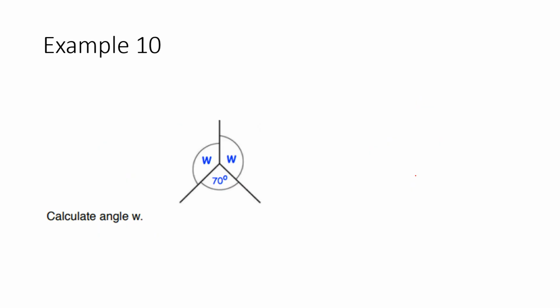Next example, calculate angle W. So you'll notice that angle W in this full turn is represented by 2. That means that these 2 are equal to each other. But we are given one angle of 70. So we know a full turn is equal to 360, and we're going to take away what's given to us. So we're going to take away 70 degrees. So 360 take away 70 gives us a total of 290 degrees.